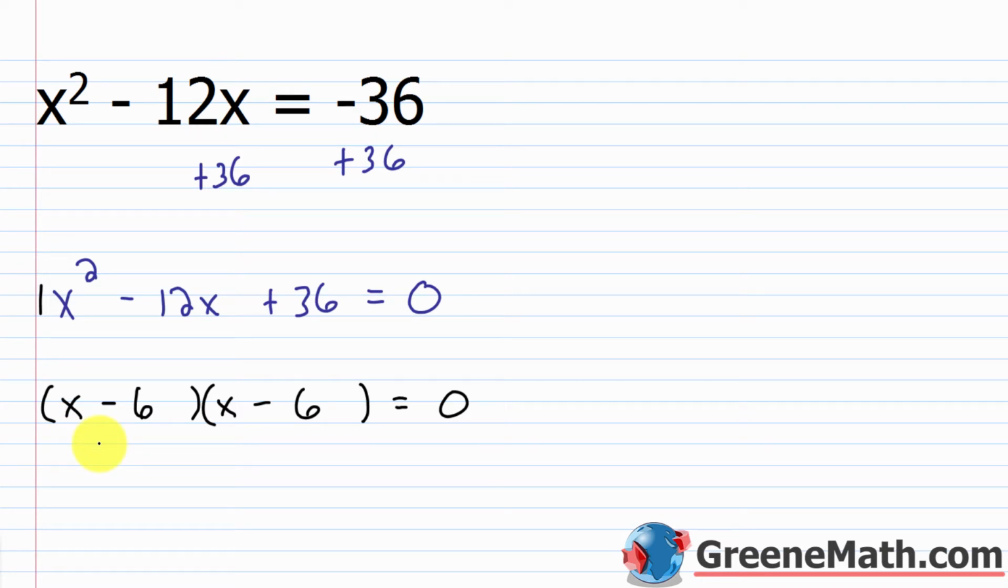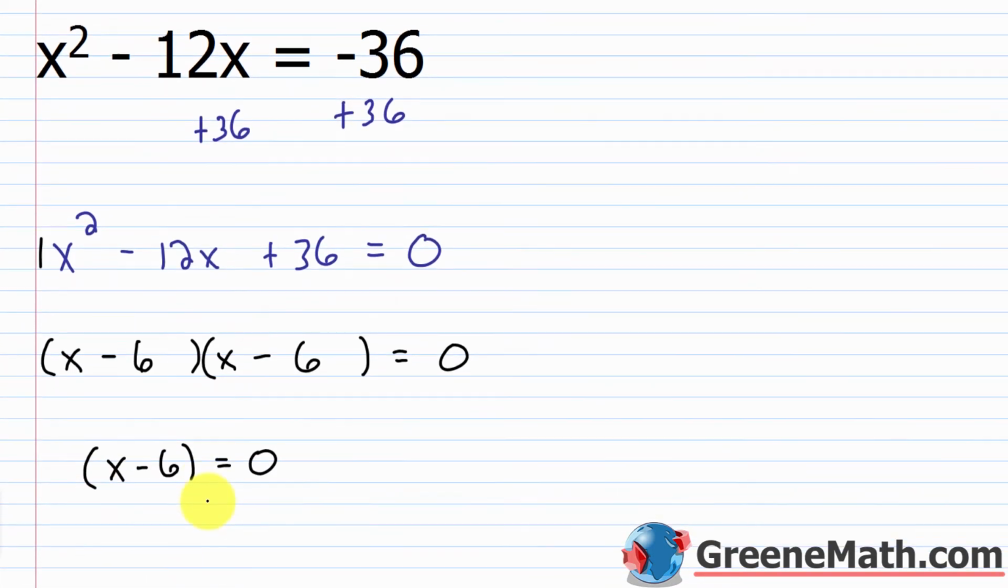Now, in this particular case, because we have the same thing twice, I don't need to set each one equal to 0. I only need to say, hey, x minus 6 equals 0. What's the solution for that? Just drop the parentheses and solve x minus 6 equals 0. I add 6 to both sides of the equation, and I get that x is equal to 6.